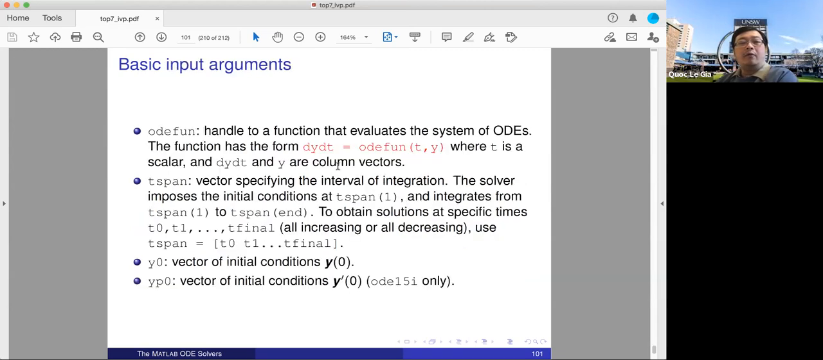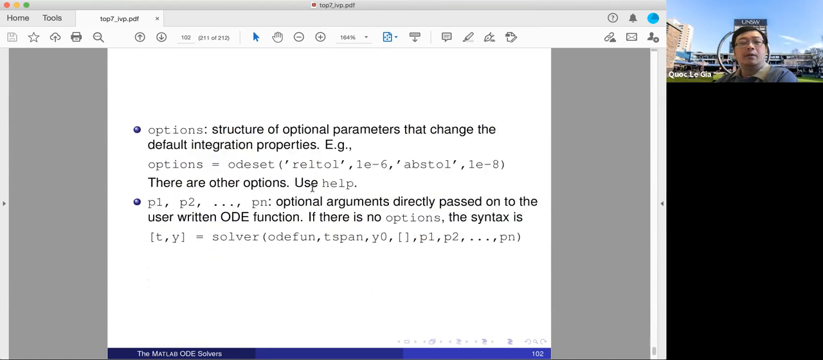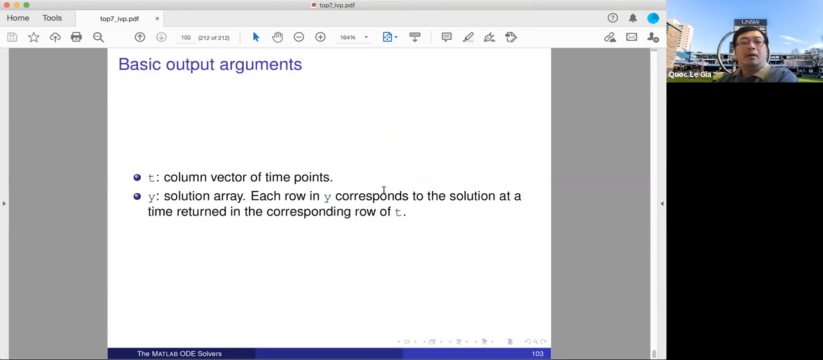And then you have to put in the initial condition, and then you just code it. You can set the option as well, so this one, relative tolerance, absolute tolerance, and you've seen that. And then the output will be an array. You've seen that in the project already.